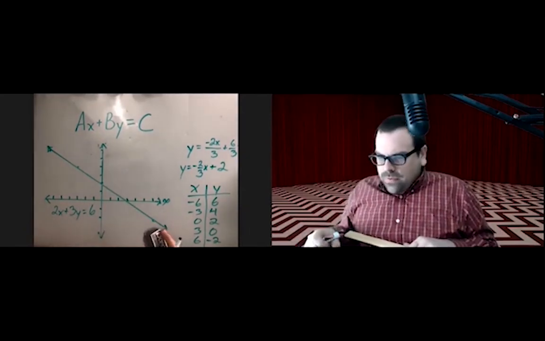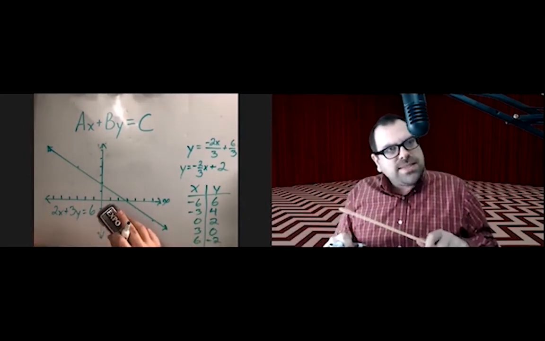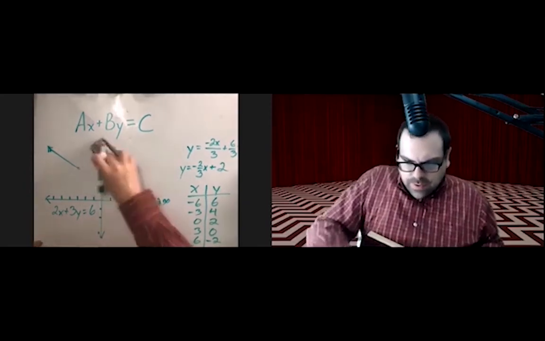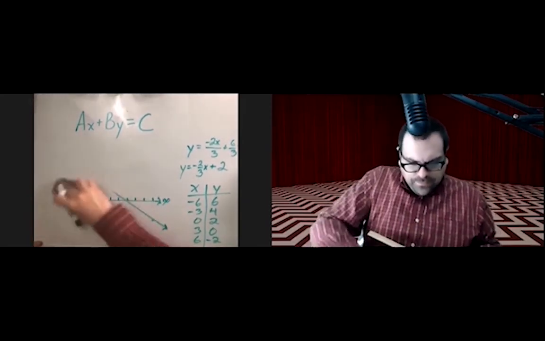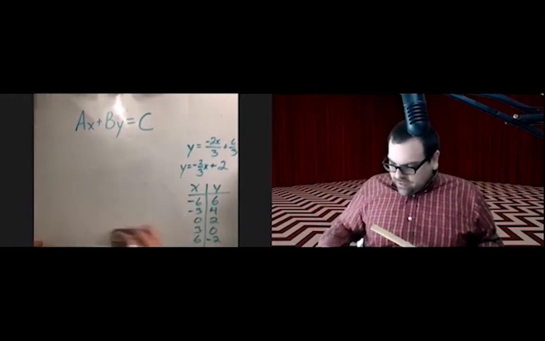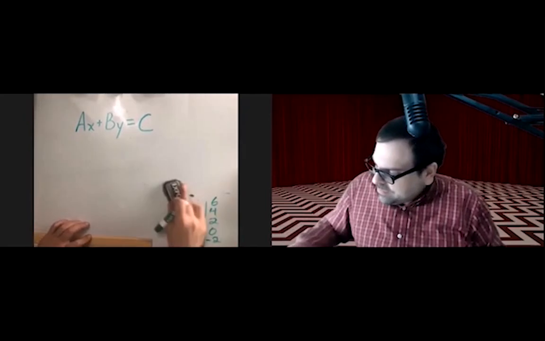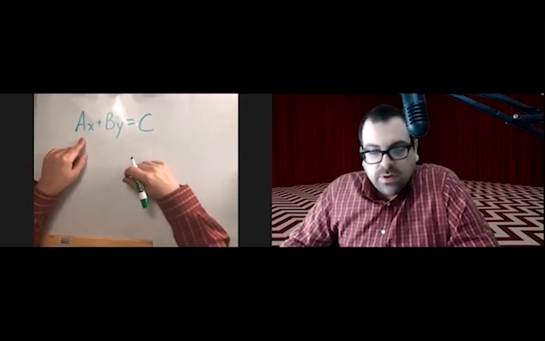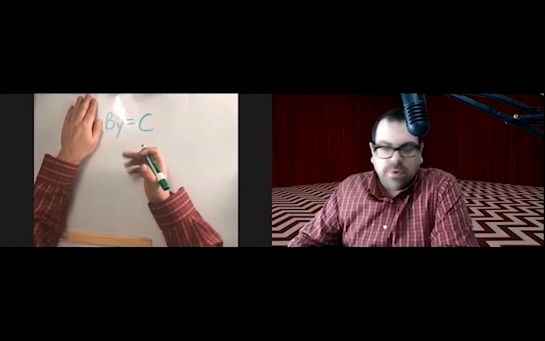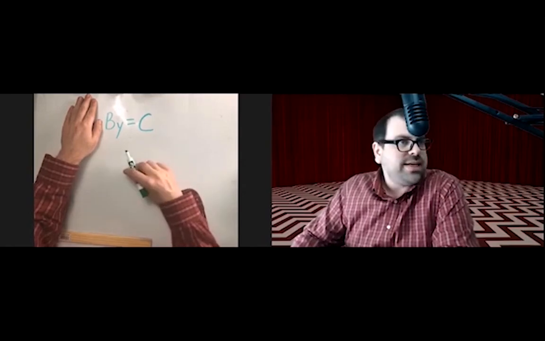Okay, so A, B, and C can be any real number, but what happens if they are 0? Well, the situation where our A is 0 and where our B is 0 is going to cause something similar to checking for intercepts. If our A was 0, then this goes away. There is no x left. We would have something in the form By equals C.